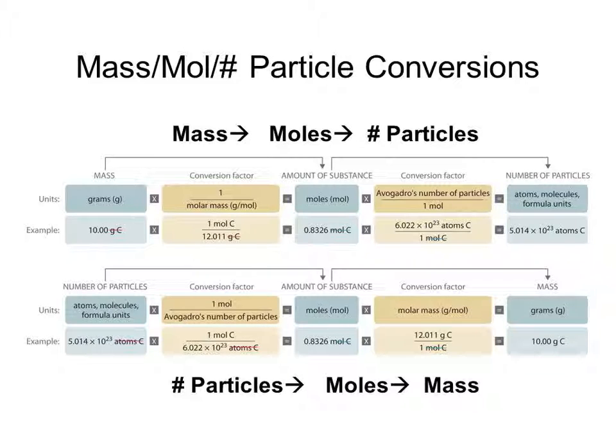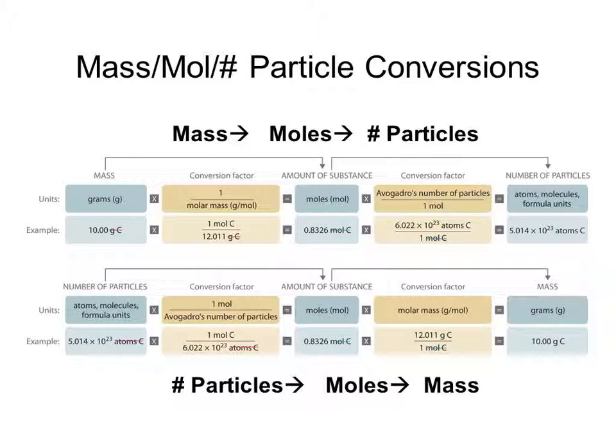So you've already done the first two steps here. The first step is we have grams, and then we convert that, there's a conversion factor right here, to moles. So we've already done that step, right? You just had practice on it. Here's an example of it down here: 10 grams of carbon. Here's my molar mass of carbon, and I get 0.8326 moles of carbon.